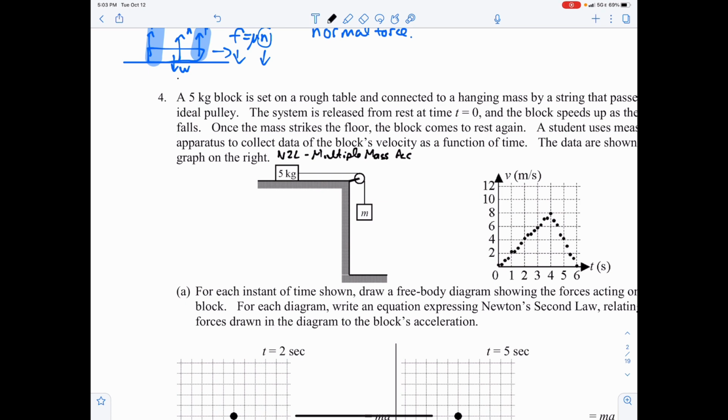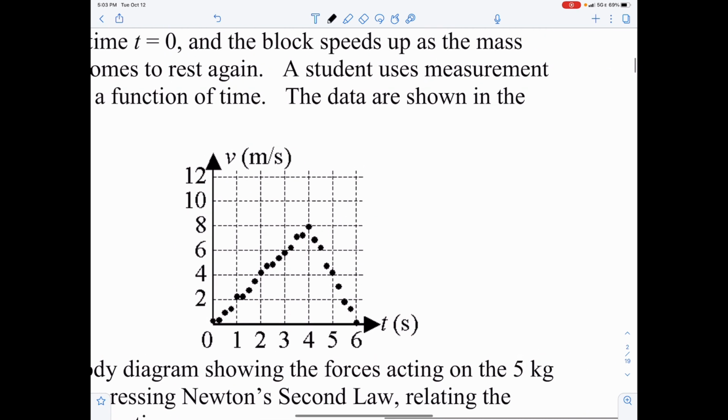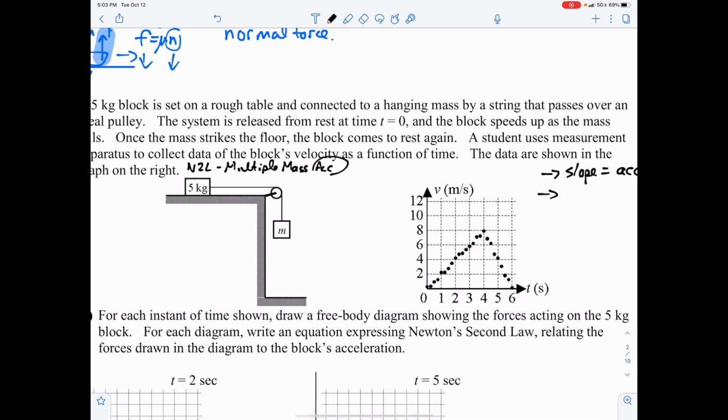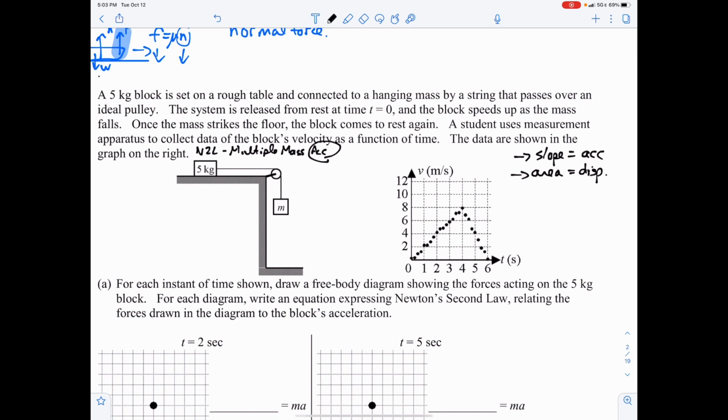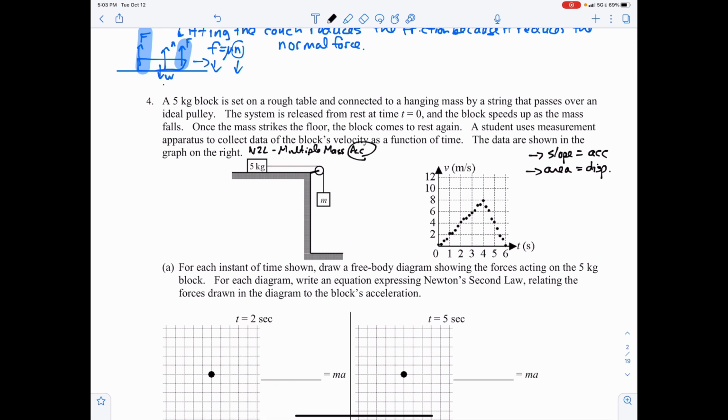Then I look at this picture and I see a velocity time graph. And one of the things I should remember is that there are two things we know from a velocity time graph. One, the slope of the velocity time graph equals acceleration. So I need acceleration for multiple mass, so I can get acceleration from this graph. Two, the area underneath a velocity time graph is the displacement. Now that's fine if it is a kinematics-based question where it's asking you how far the block slid before it came to rest.